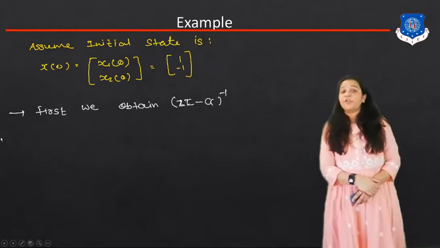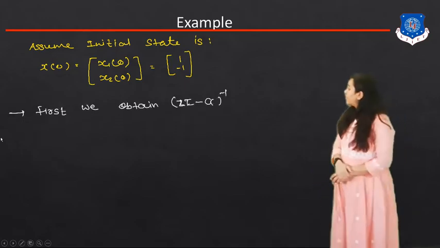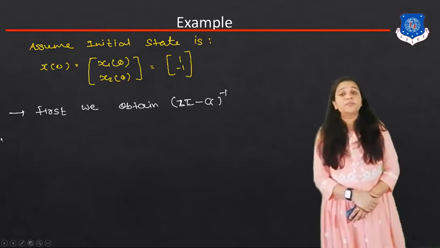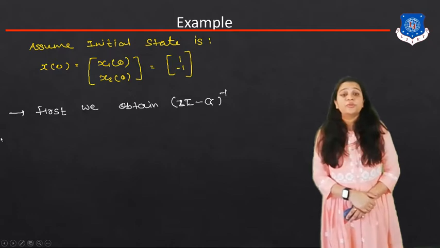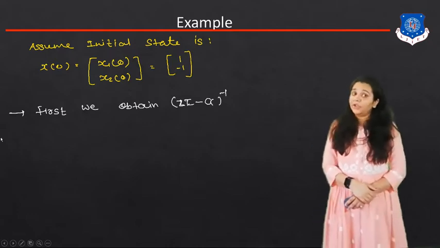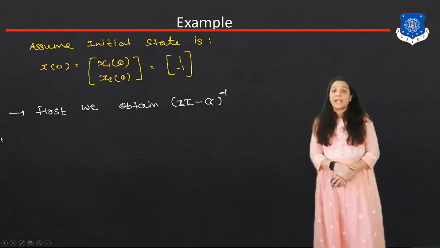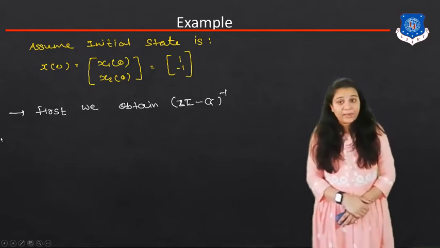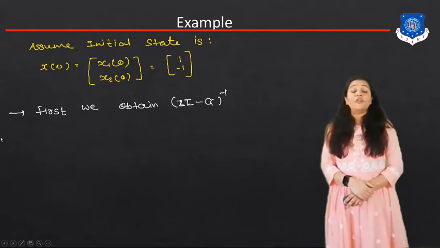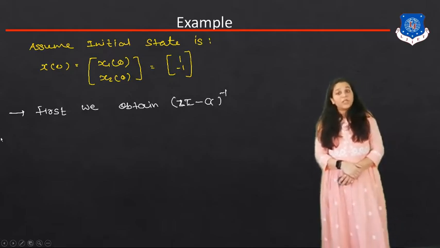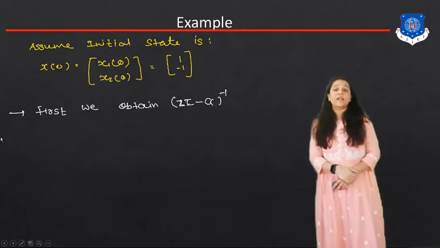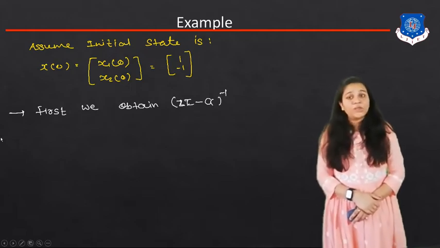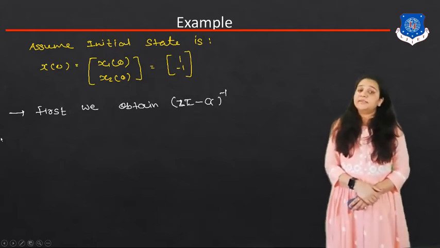First we obtain the value of (zI minus G) inverse. In the last session, we found the state transition matrix using the Cayley-Hamilton method. As you remember, in that method, first of all we had to find the values of lambda, and then the values of b0 and b1. Here we use the Z transformation method. So our first target is to find the value of (zI minus G) inverse.